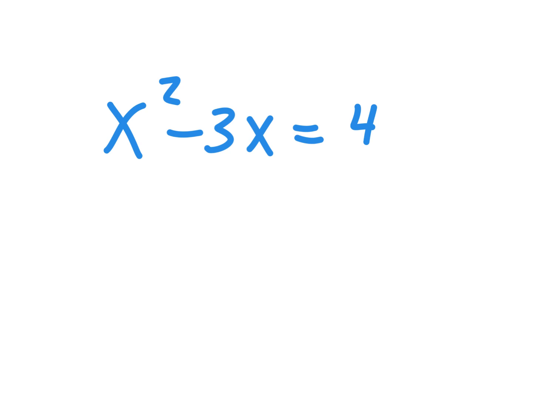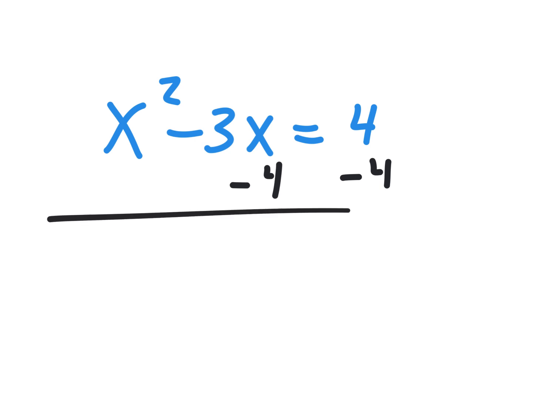Step 2. Who knows what you do to both sides first? Subtract 4 is correct. And if you're doing the quadratic formula, I love the thought, but there's a way faster way. What is the faster way? Factor it. Because if you can factor it, you should. It's just so much easier.